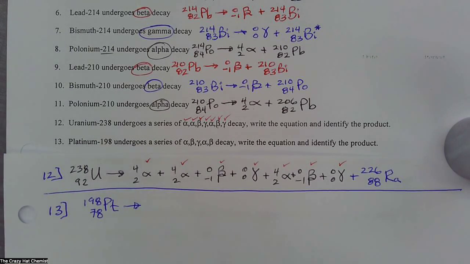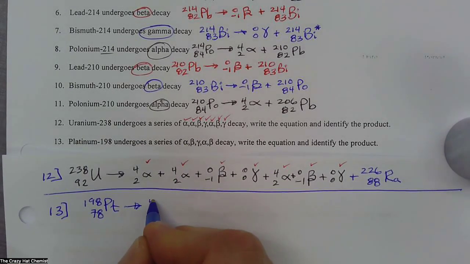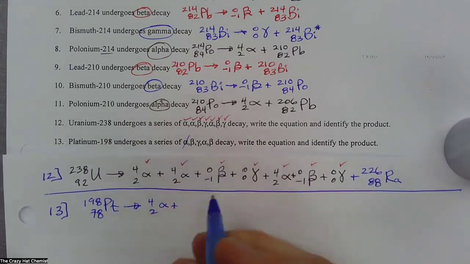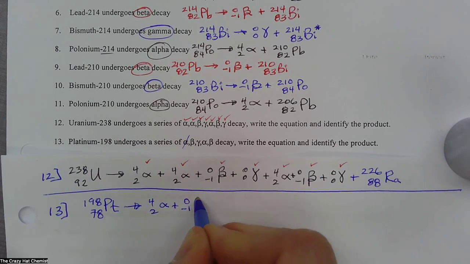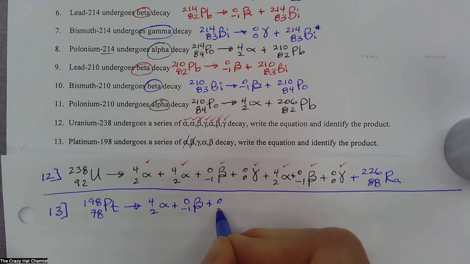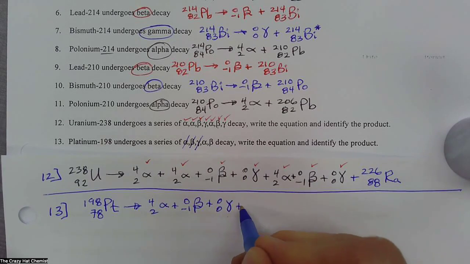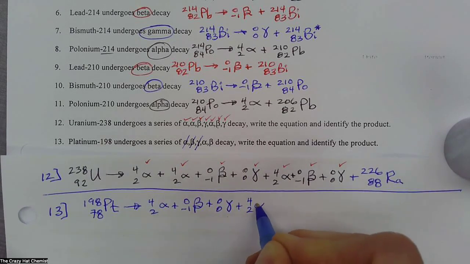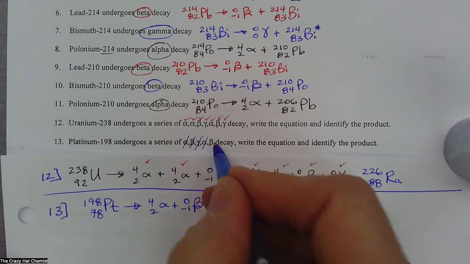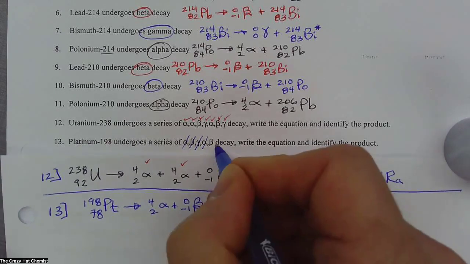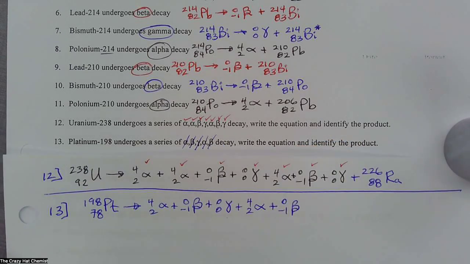So what we're going to do is we're going to undergo an alpha decay. That's 4 and 2 alpha plus. So I'm going to cross that one out. A beta decay. That's 0, -1. That's beta decay. Cross that out. Plus gamma decay. That's 0, 0. Gamma decay. Cross that out. Alpha decay. Plus 4 and 2. Alpha decay, cross that out. The last one is beta decay, plus 0, -1, beta decay, cross that out. And it looks like I have all of them. All right, so we've checked those off.